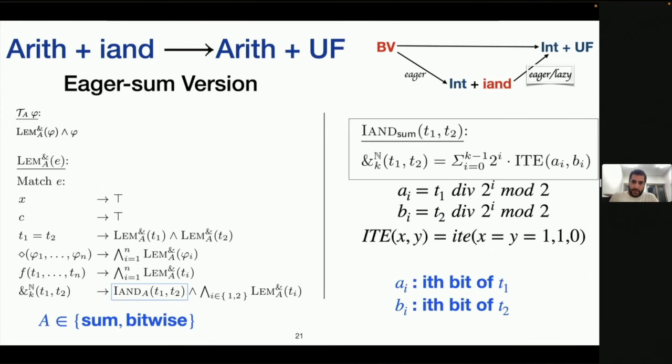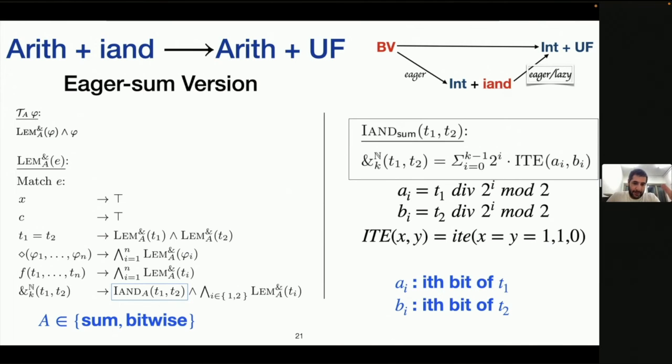Okay, so let's start with the eager version. So now the translation function is not T, it's T_A, because it's parameterized by A, which is the mode, either sum or bitwise. And the input formula now is not a bit vector formula anymore, it's already an integer formula with extended operators. And what we return is the formula itself, the same formula, but with all lemmas in advance, because this is the eager mode.